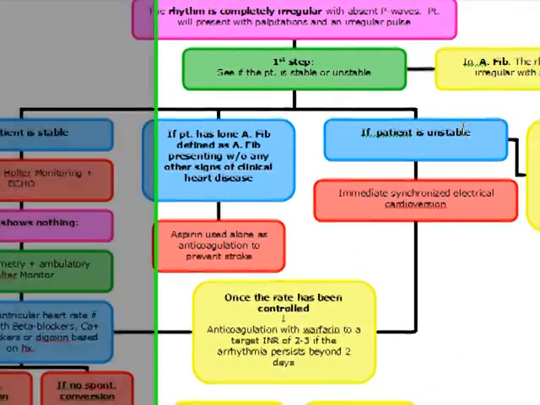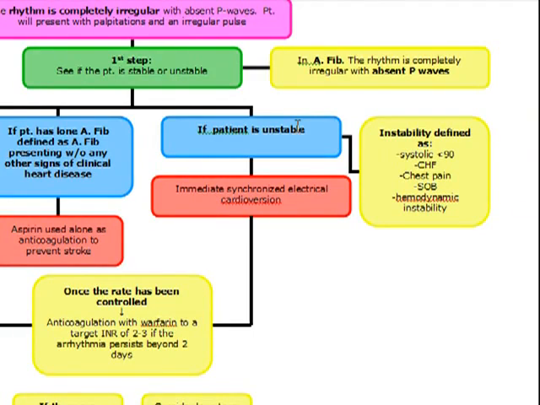Now, if the patient is unstable with AFib, we have to go to immediate synchronized cardioversion. How do we define stability? They're unstable if they have a systolic of less than 90, if they have congestive heart failure, if they have chest pain, shortness of breath, or any type of hemodynamic instability, such as a capillary refill time over 2 seconds, etc. If the patient's unstable, we're going to do an immediate synchronized electrical cardioversion.